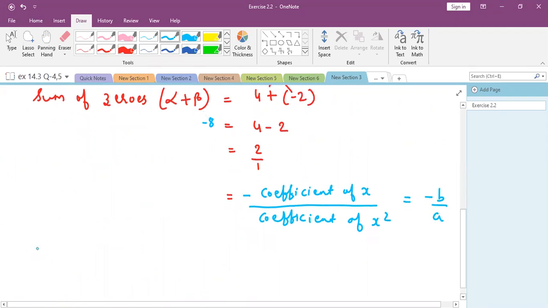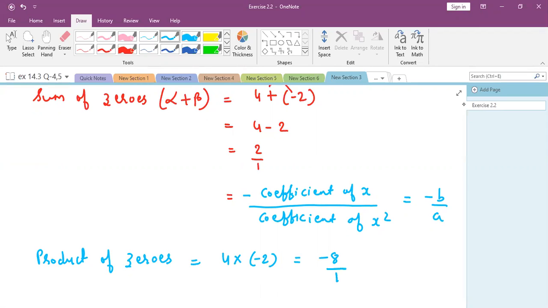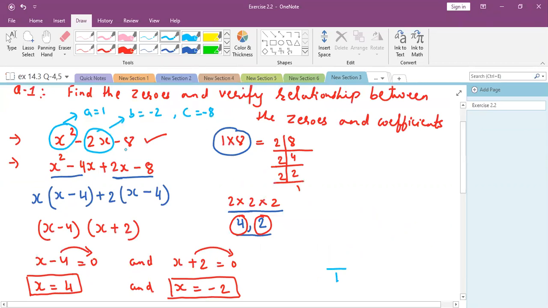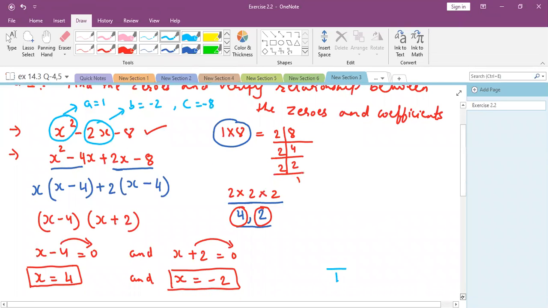We have already calculated the sum of zeros. Now the product of zeros. Product means what? Multiply. Yes, definitely. So we are going to multiply both the zeros, that is 4 and minus 2. That will give us 4 multiplied by minus 2, that is minus 8, and nothing is there in the denominator, so we can always take 1. Now what is 8? If you see your polynomial here, 8 is the constant term, right? Minus 8 is the constant term.